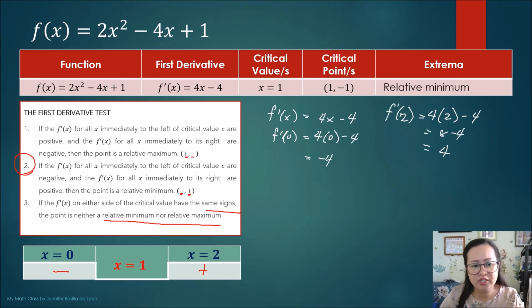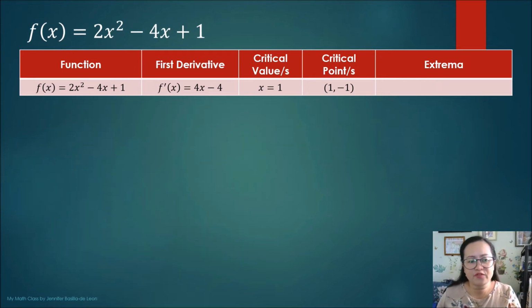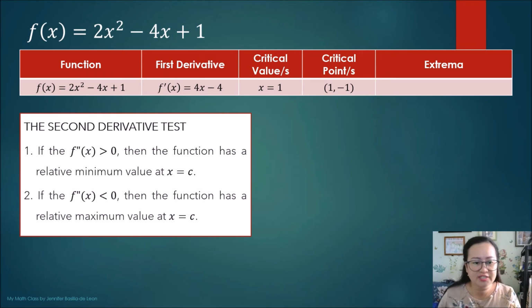That is by using the first derivative test. Now this time, let's have the second method, which is the second derivative test. It says that if f double prime of x is greater than 0, then the function has a relative minimum value at x equals c, whereas if f double prime of x is less than 0, then the function has a relative maximum at x equals c. Okay, so let's start working.